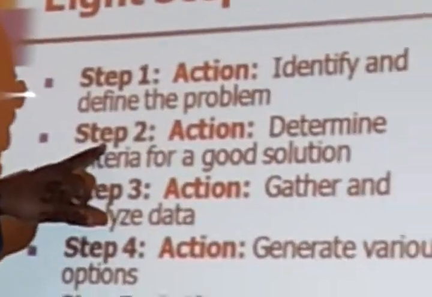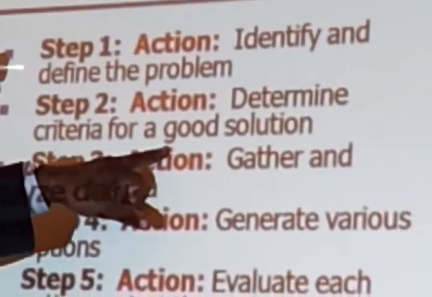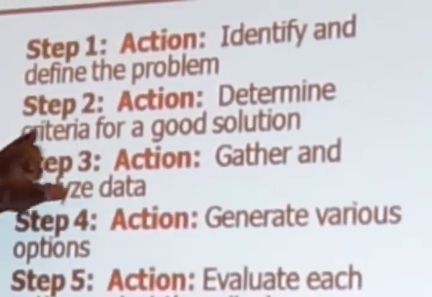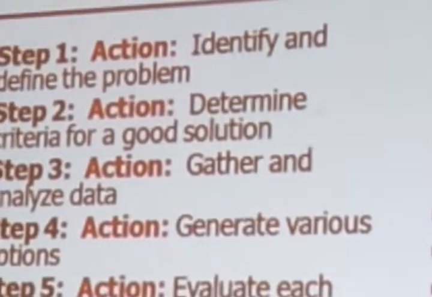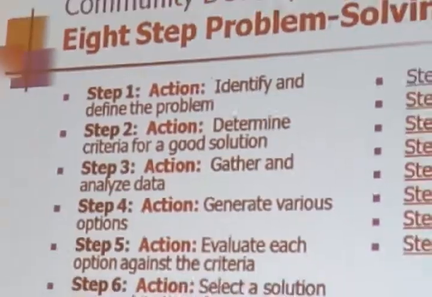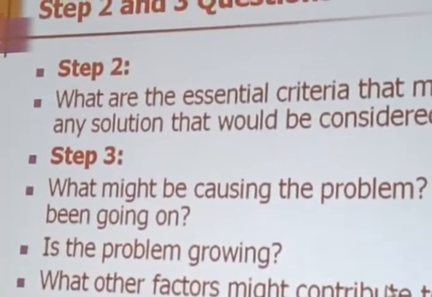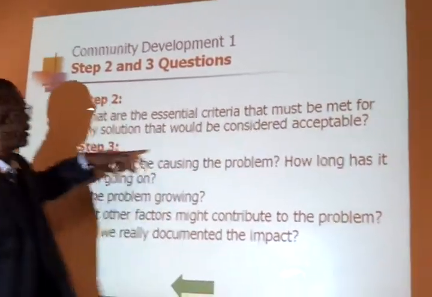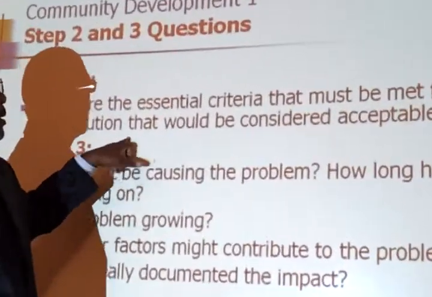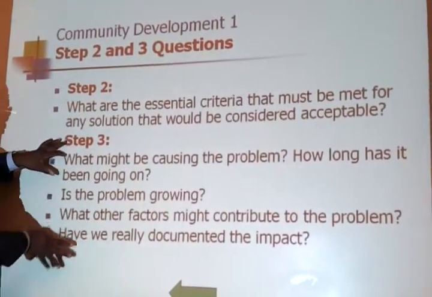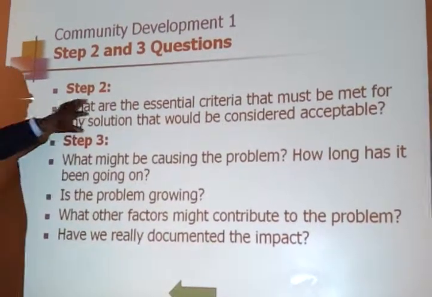Step 2, action, determine the criteria for the solution. So in order to determine the criteria for a good solution, these are the questions to ask. Step 2 matches step 2 here. Now step 2 questions to ask is as follows. This also applies to 3, but I'm going to stop at 2. What are the essential criteria that must be met for any solution that would be considered acceptable? Okay? I'm not going to go to step 3, we're only going to stop at step 2. That is the question for step 2.